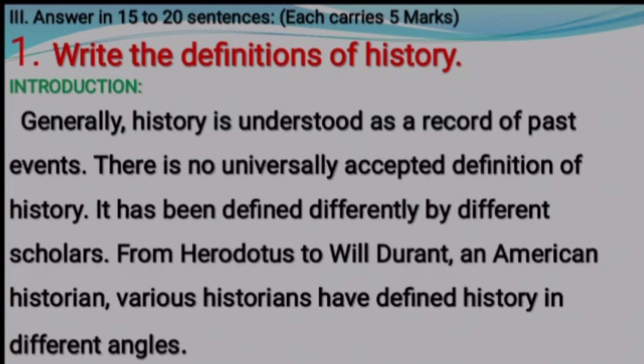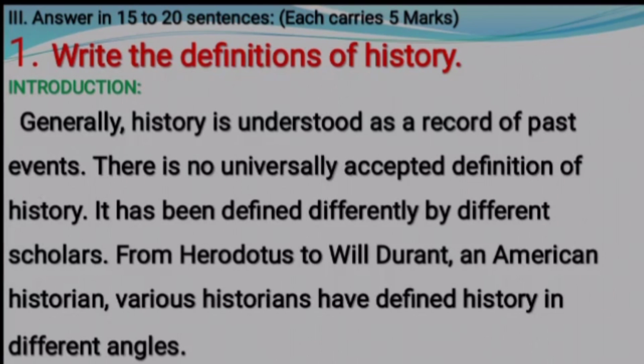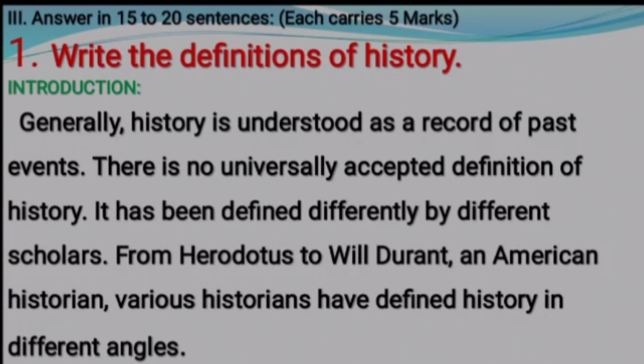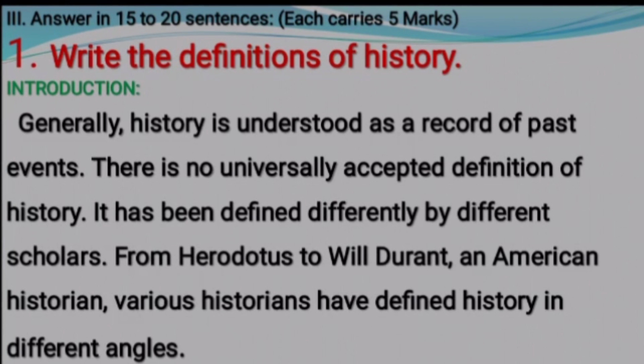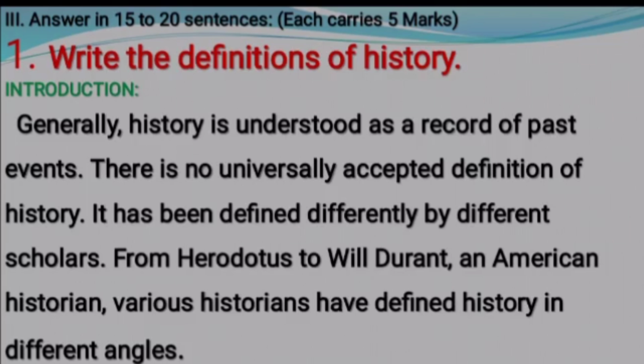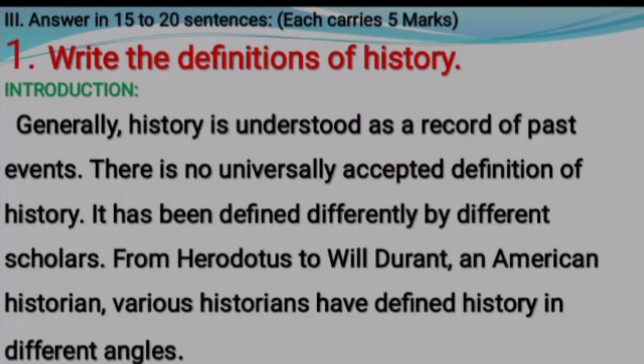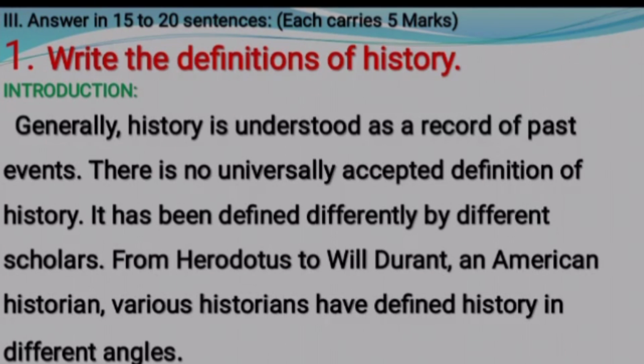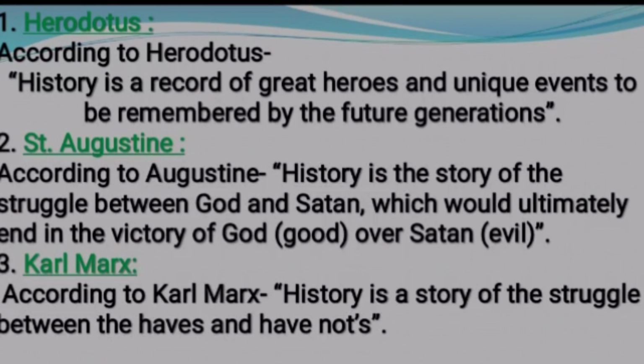Generally, history is understood as a record of past events. There is no universally accepted definition of history. It has been defined differently by different scholars. From Herodotus to Will Durant, an American historian, various historians have defined history from different angles. A large number of definitions are there, but from the examination point of view, we are highlighting about 6 important definitions.